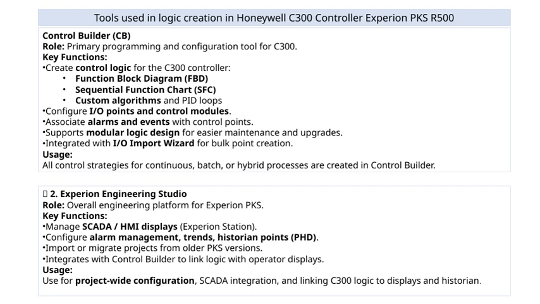It's where we create control logic using various programming methods like function block diagrams, sequential function charts, or custom algorithms and PID loops. Control Builder also allows us to configure I/O points and control modules, making sure our control strategies are precise and tailored to specific process needs. Additionally, it supports associating alarms and events with control points, which helps in proactive process management. Its modular design makes maintenance and future upgrades easier.